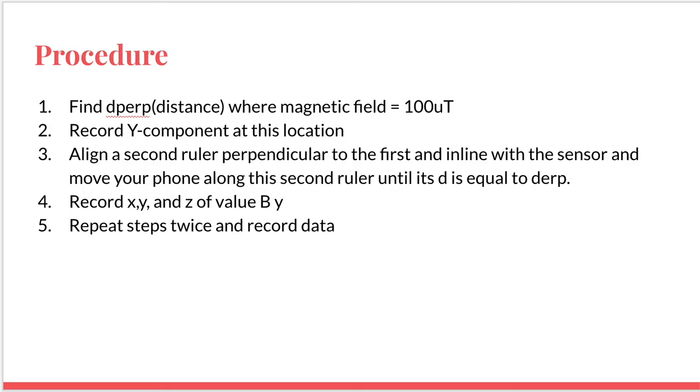And then the next procedure is to find dperp, or the distance perpendicular, where the magnetic field is 100 nanoteslas. You then record the Y component at this location, and then you align a second ruler perpendicular to the first and in line with the sensor, and move your phone along that line until D is equal to dperp. Then you record the X, Y, and Z values and find the BY. Then you repeat these steps twice and record the data.